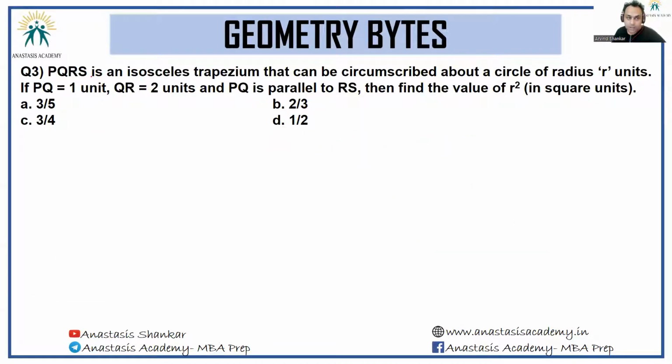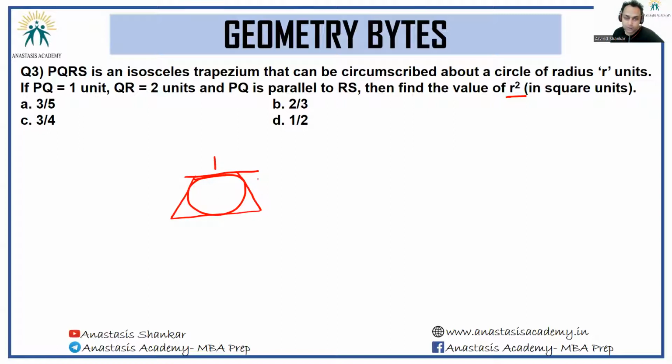Next one, PQRS is an isosceles trapezium that can be circumscribed about a circle of radius r units. If PQ is equal to 1 and QR is equal to 2 and PQ is parallel to RS, then find the value of R square in square units. Okay. So let's make a circle first. The trapezium will look something like this.